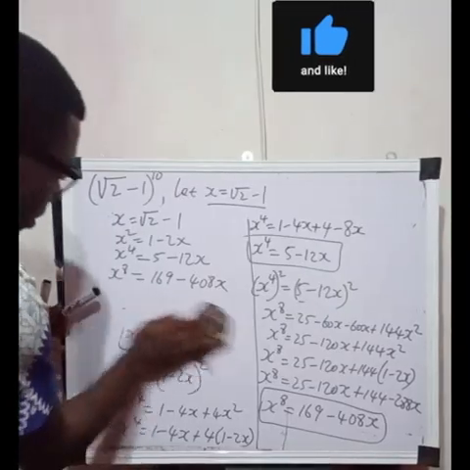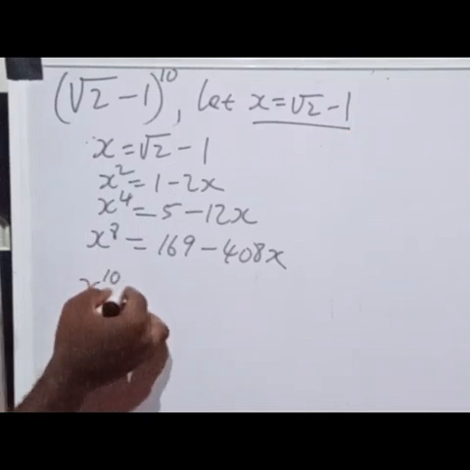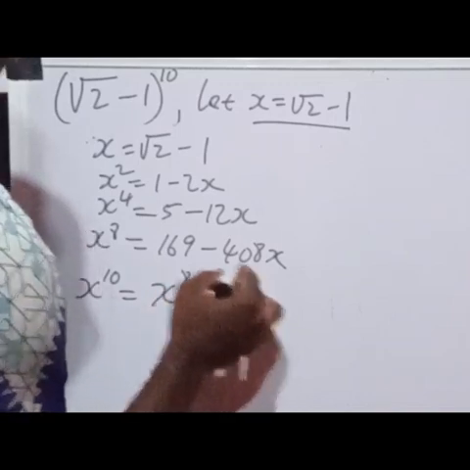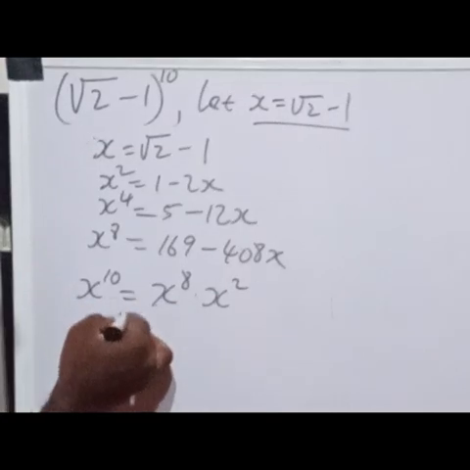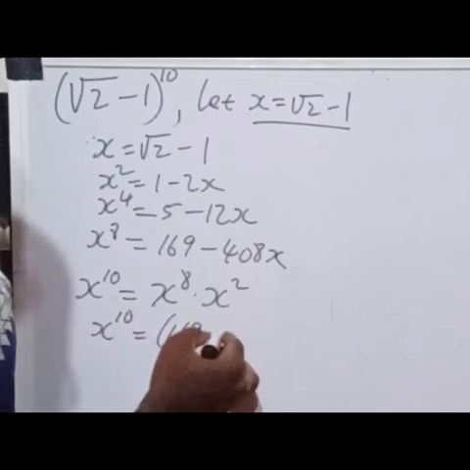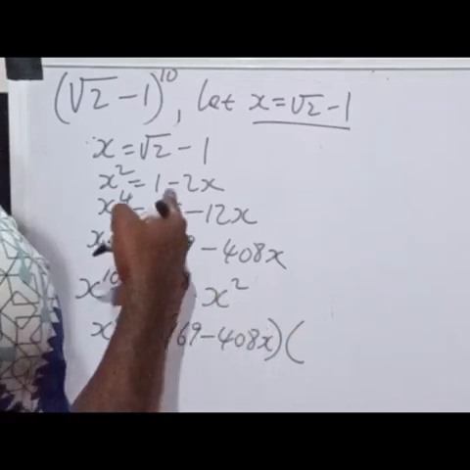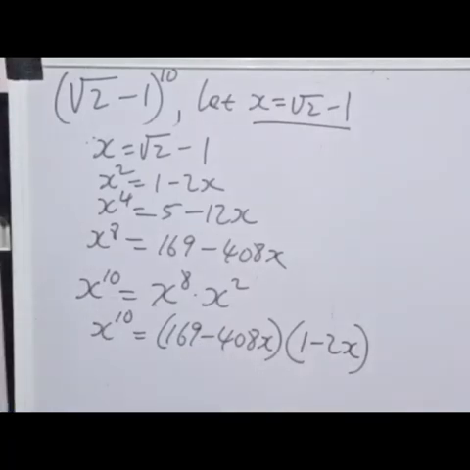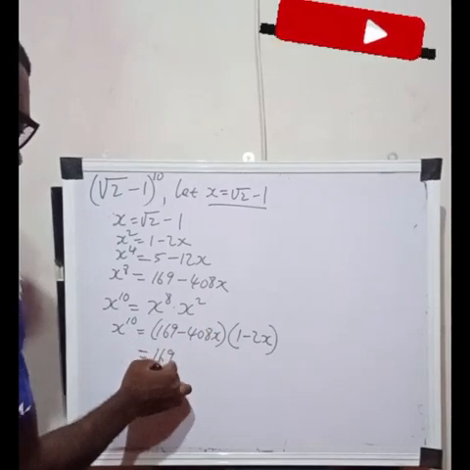Now we are looking for x raised to the power 10. So if we see this, x raised to the power 10 is going to be equal to x raised to the power 8 times x raised to the power 2, from our law of indices. So x raised to the power 10 is equal to x raised to the power 8, which has already been gotten as 169 minus 408x, times x raised to the power 2, which we got as 1 minus 2x, and we expand again. This is equal to 169 times 1 is 169.